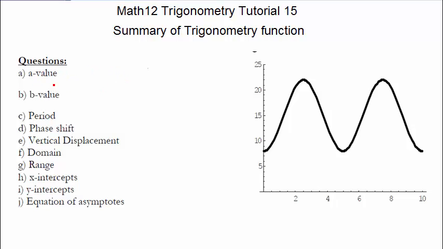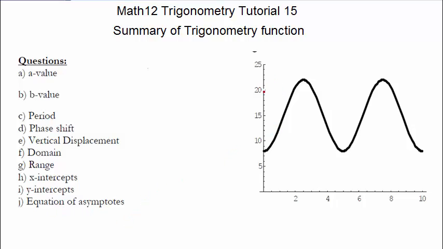So we've been asked for the A value, which is known as amplitude, right? And then the B value, period, phase shift, vertical displacement, which is D, domain, range, x and y intercepts, and the equation of asymptotes.